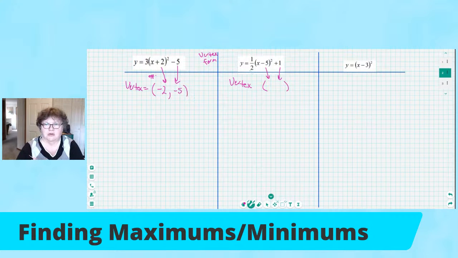I do care about it, but I don't care about it yet. So my vertex is the opposite of the x, the opposite of a -5, which would be 5, and then the number on the end, which would be 1. And just like that, I have the vertex.